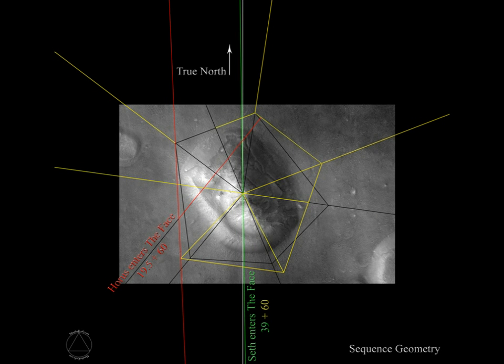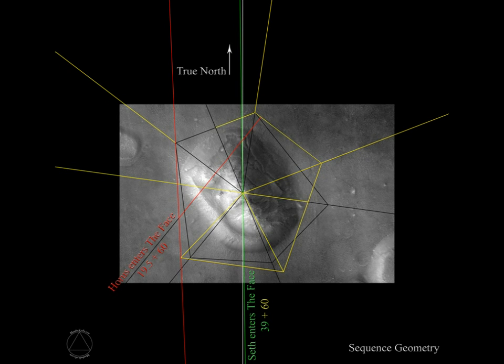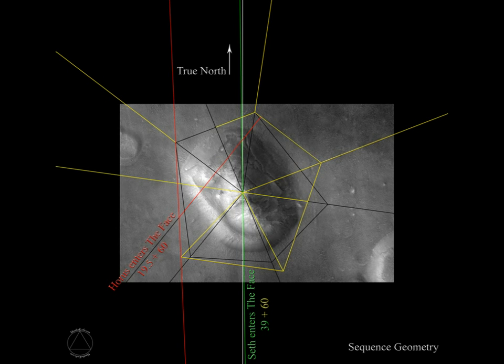Okay, welcome to part two of my two-part video presentation on the sequencing of the Battle of the Face on Mars. In this image, we are looking at the entrance lines for Horus and Seth, which I derived through the geometry and symbolism of the mounds of Cydonia, which I'm about to show you.